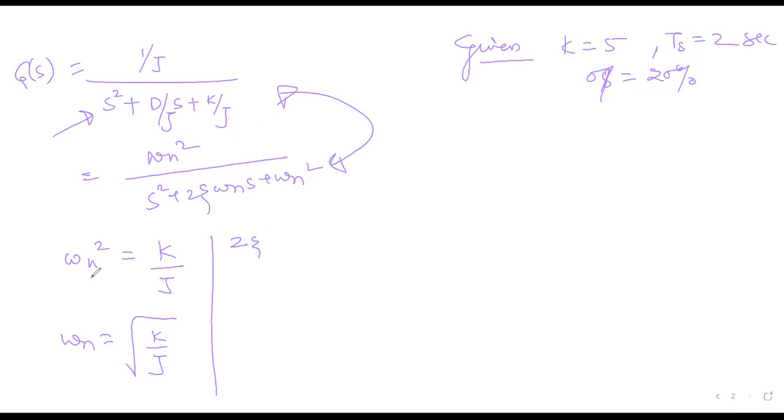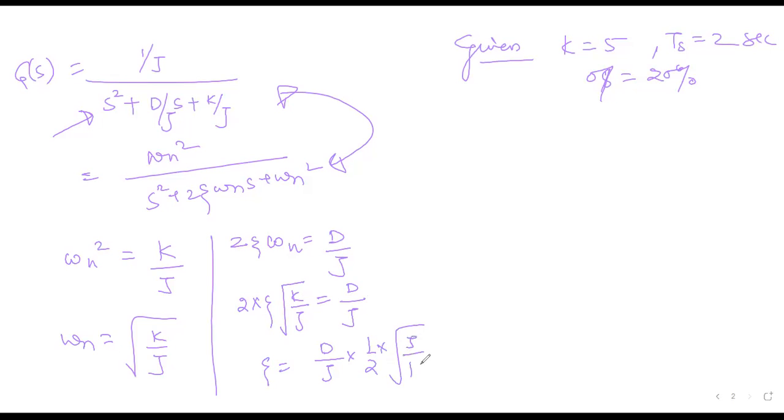So here it is 2 zeta omega n equal to D by J. And omega n is under root K by J. So you will have D by J into 1 by 2 into under root J by K. Here J will cancel out. It would be under root D by JK.